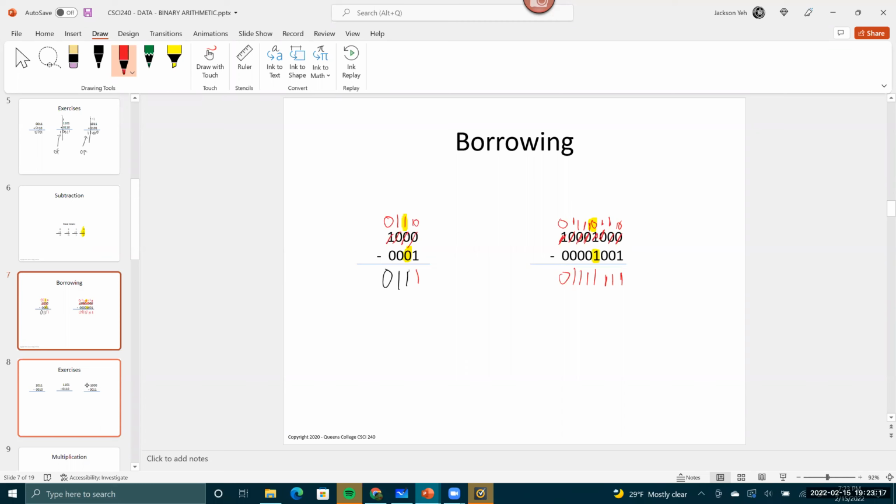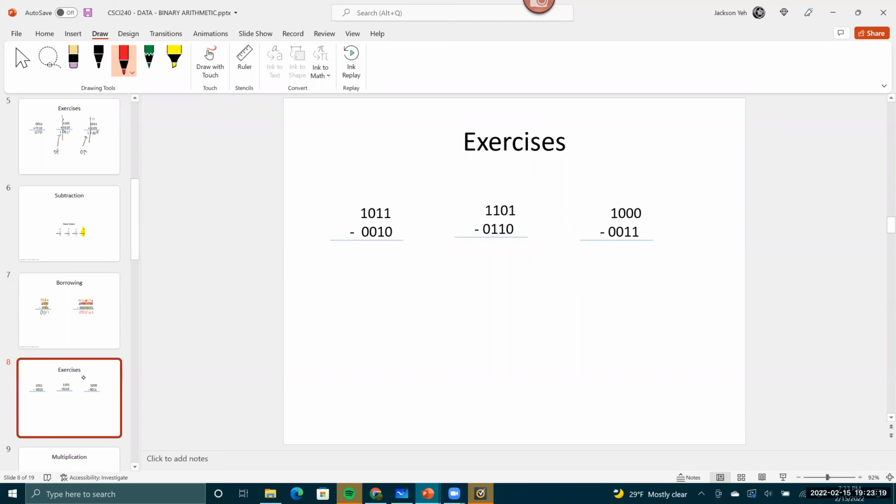So I'll give you 3 exercises to do. Some require borrowing, some don't. Just do this so you can get the hang of it and realize you really don't like to borrow. And then just like everywhere else, we'll find a faster, better way of doing this. All right, so spend a few minutes and do these 3 problems.